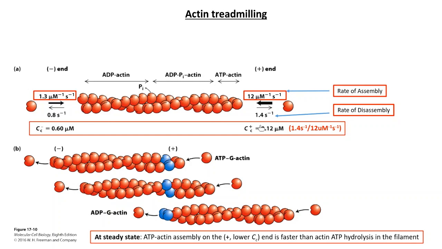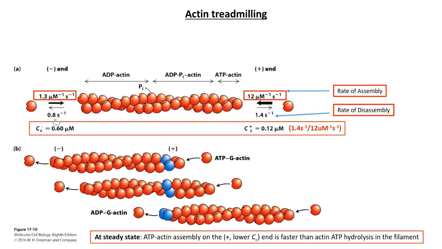CC is determined by dividing 1.4 by 12. That is about 0.12 micromole. That is the critical concentration. In this case, the critical concentration is 0.8 divided by 1.3, about 0.6 micromole. So where is the critical concentration more? This one or this one?